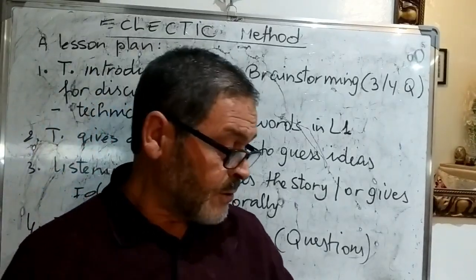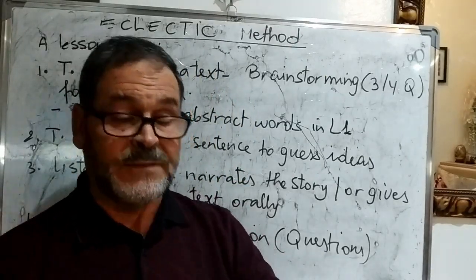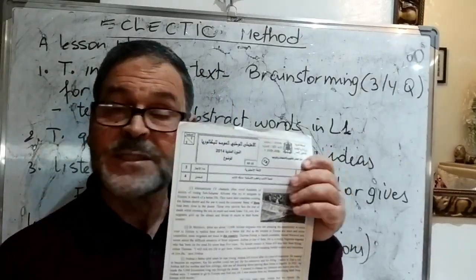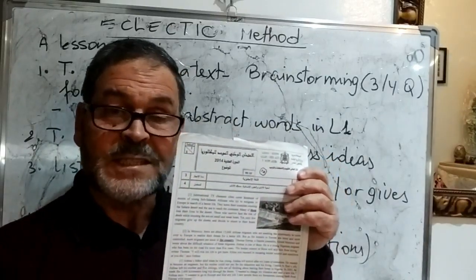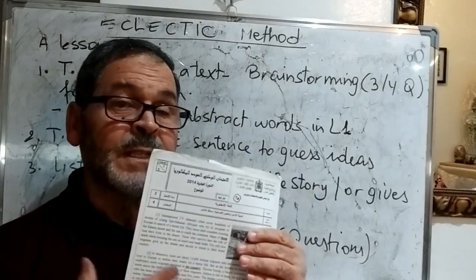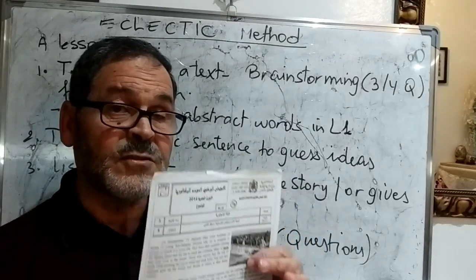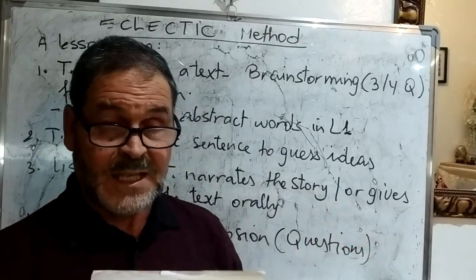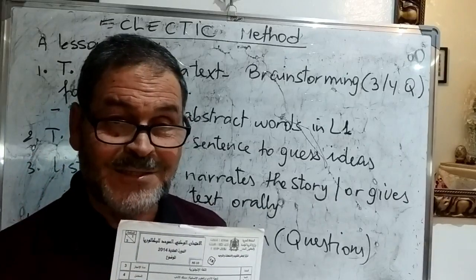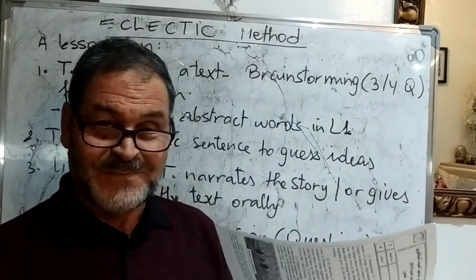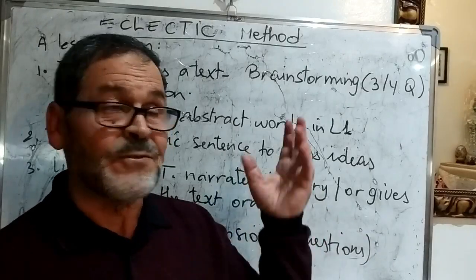If I want to teach a text according to the eclectic method, for example a text given for the baccalaureate exam, just as an example, then before we give the text to read or listen to, we are going to identify the topic. So what is the topic? It is immigration. We are going to discuss it through brainstorming.